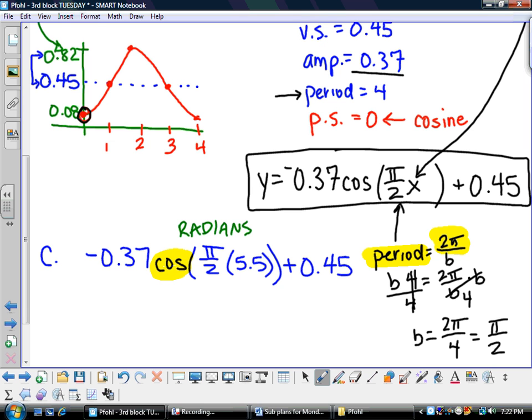If, back here in the beginning, we set the period equal to 360 over b, then we would have an equation that would work in degrees. But our equation works in radians. So make sure you're in radian mode, then hit equals. The answer that we should get is about 0.71 liters. So at 5.5 seconds, there are approximately 0.71 liters of air in the lungs.